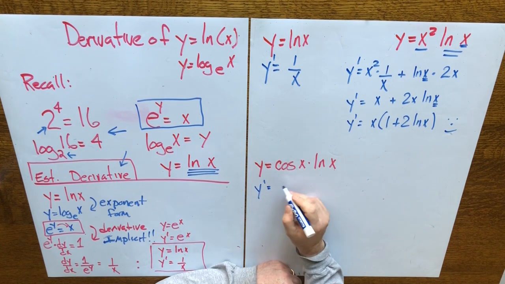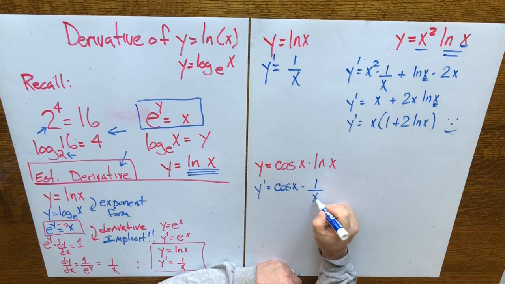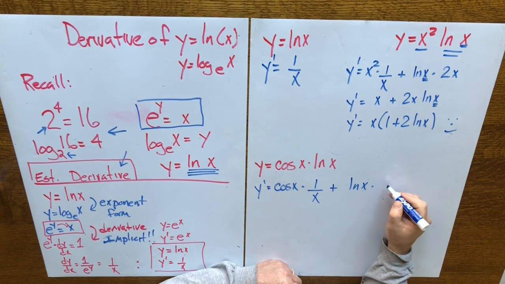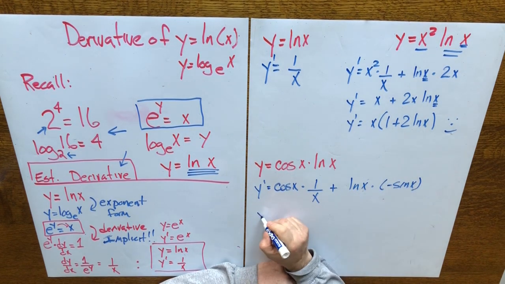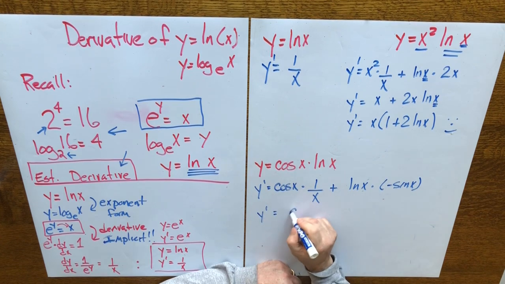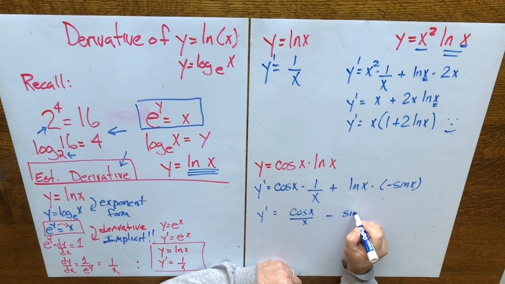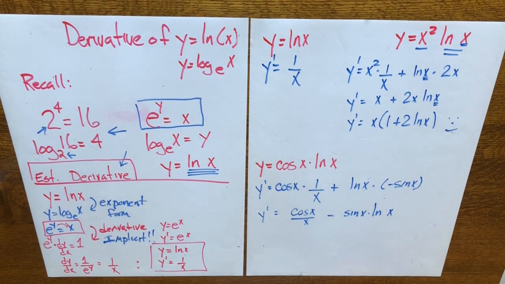Here's another product with trigonometry involved. Y prime equals first, cos x, times the derivative of the second, 1 over x, plus second, ln x, times the derivative of the first, negative sine x. So y prime equals cos x over x minus sine x ln x. These don't have to be in any particular order, but I'm going to write them that way. Certainly the negative should come in front. Let's keep going with a few more examples. They don't take very long.